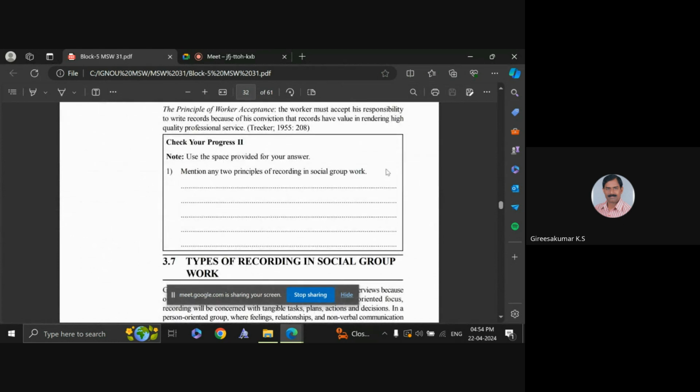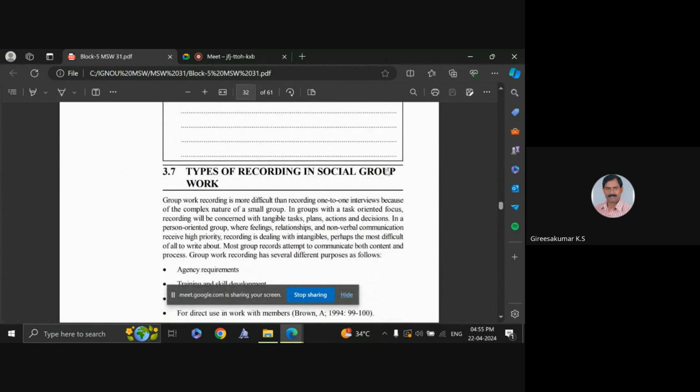Principle of worker acceptance. That is, the worker must accept his responsibility because of his conviction that records have value in rendering high quality service. Because the record has a high value, that's why it is said so. The types of recording in social group work.